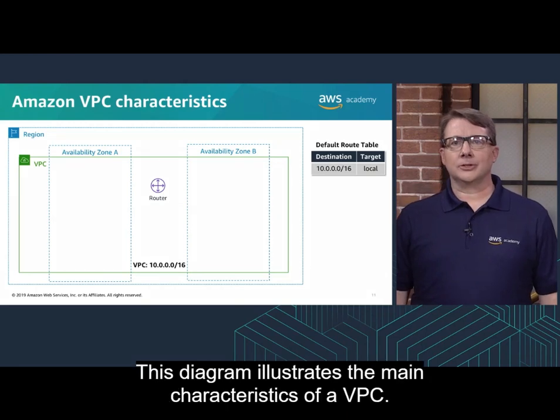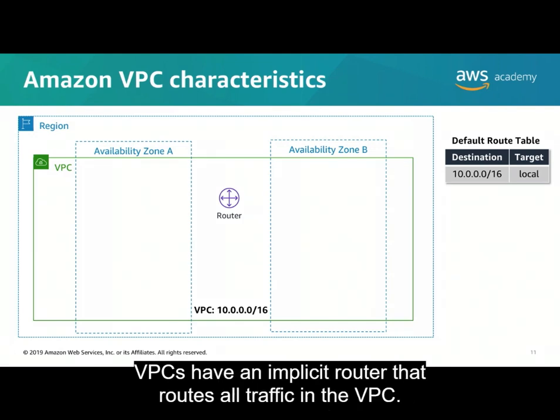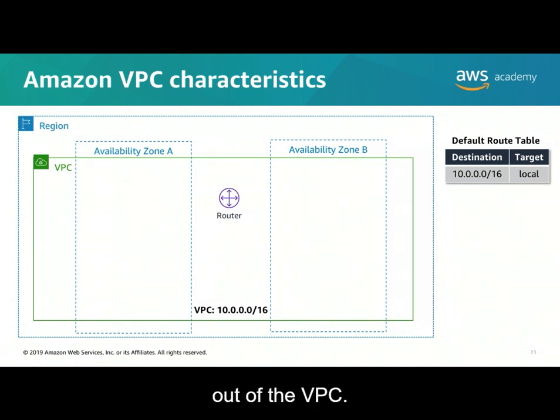This diagram illustrates the main characteristics of a VPC. VPCs can span multiple availability zones in an AWS region. VPCs have an implicit router that routes all traffic in the VPC. VPCs have a default route table that specifies the allowed routes out of the VPC.